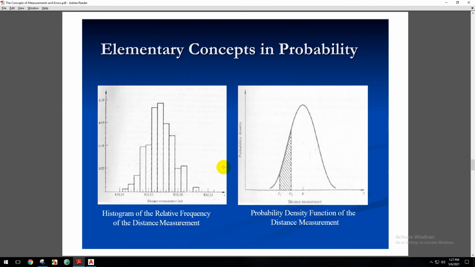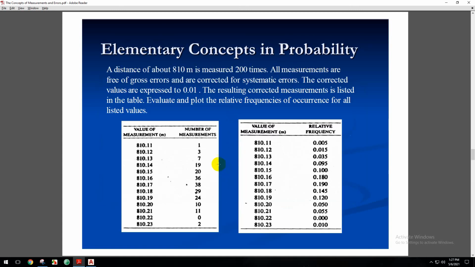So for example sa kani nga graph, precise ni si 16 ug si 17 kay nagbalik-balik man siya. Dagan kay siya measurements nga nagbalik-balik 36 times, 38 times. So mas precise ni siya i-compare nimo aning uban.